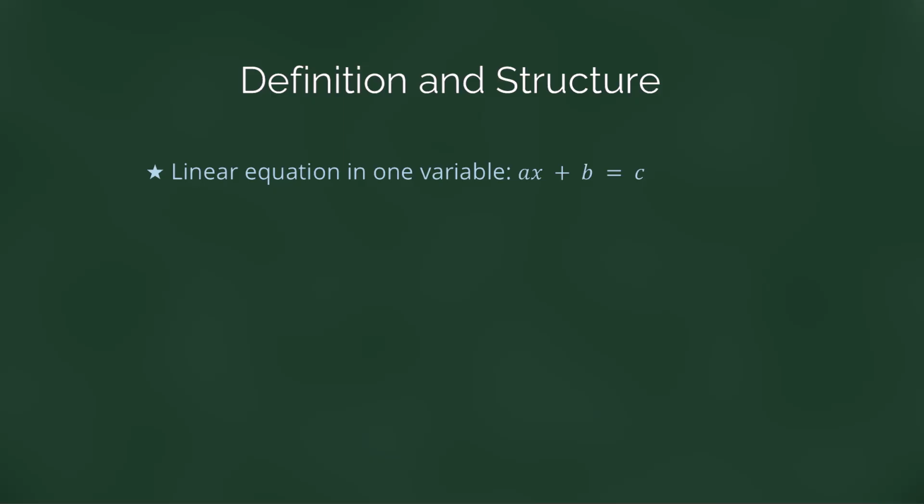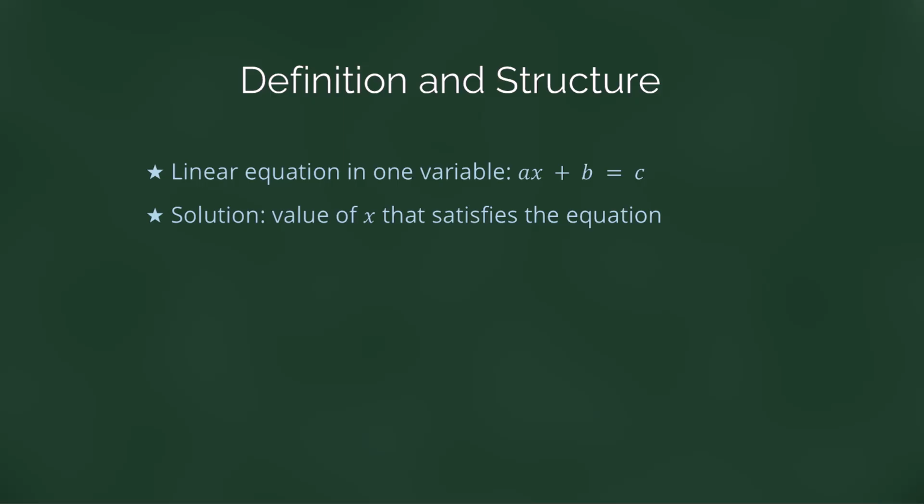In other words, in a linear equation in one variable, we'll only have one variable x. We'll see other equations later where we add additional variables. And that x is raised to the first power. We won't see things like x squared, or the absolute value of x, or the cube root of x inside an equation that we identify as linear.